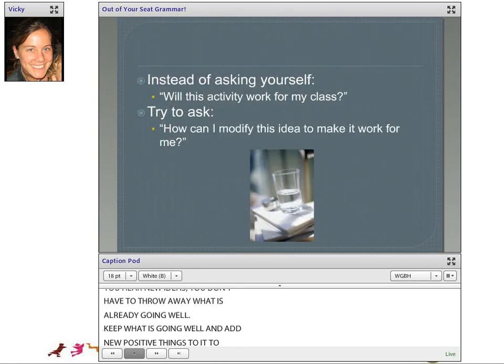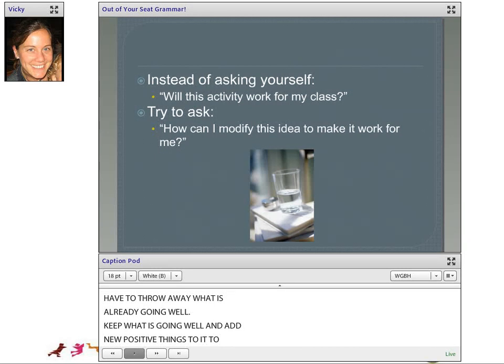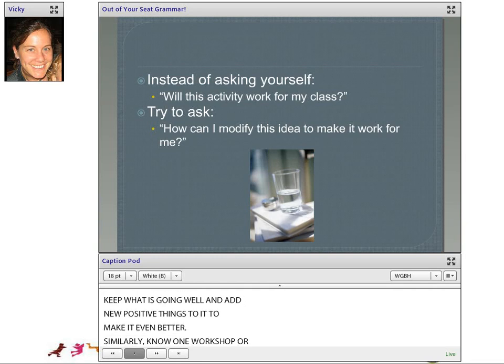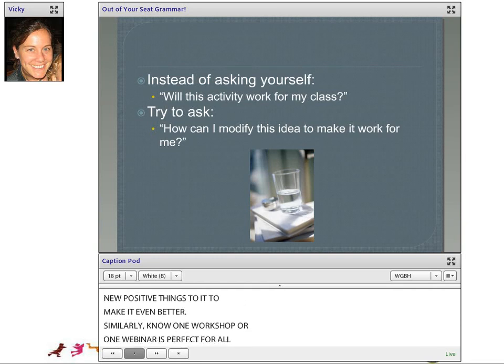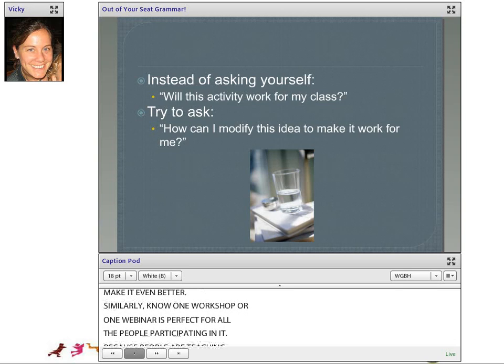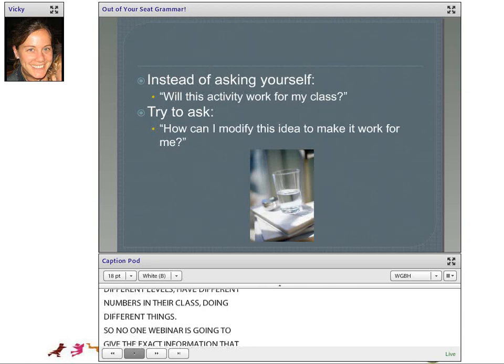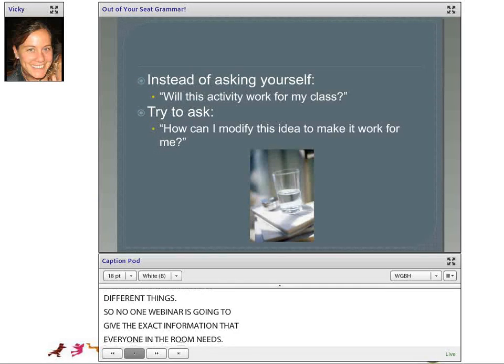Similarly, no one workshop or one webinar is going to be perfect for all of the people participating in it, because people are teaching different levels, they have different numbers in their class, they're doing different things, and so no one webinar is going to give the exact information that everyone in the room needs. So your job as the participant is to ask yourself, instead of asking yourself, will this activity work for me, yes or no? Instead, try to rephrase the question: here's an idea that's presented. How can I modify this idea so that it will work for me?